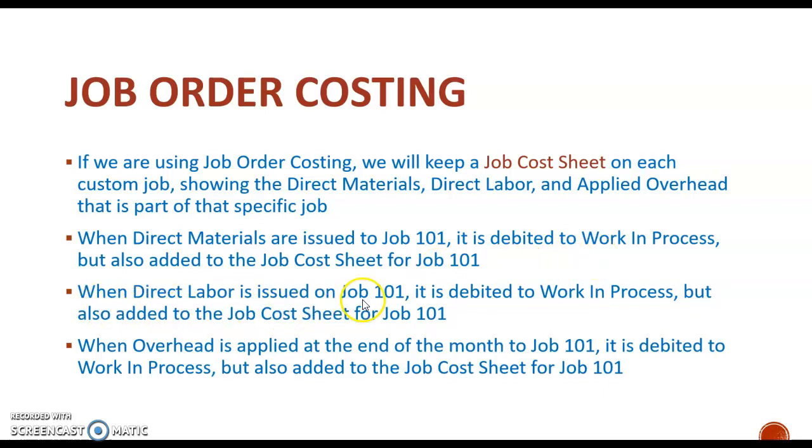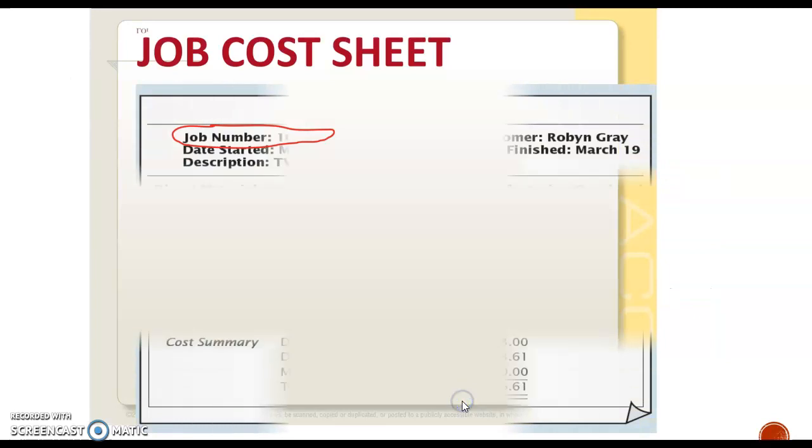When direct labor is issued on job 101, again, it's debited to work in process, but it's also added to the job cost sheet. Usually overhead is applied at the end of the month, and when we apply it to job number 101 at the end of the month, we're going to debit work in process. We're also going to add that overhead that we're applying to the job cost sheet.